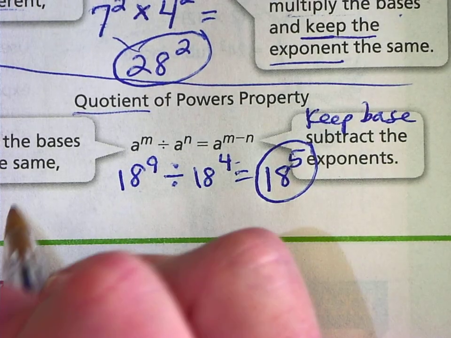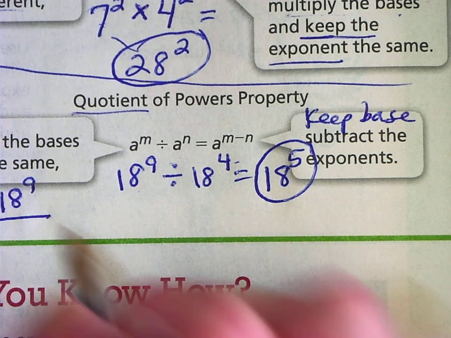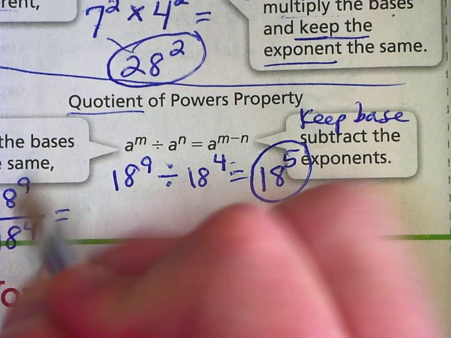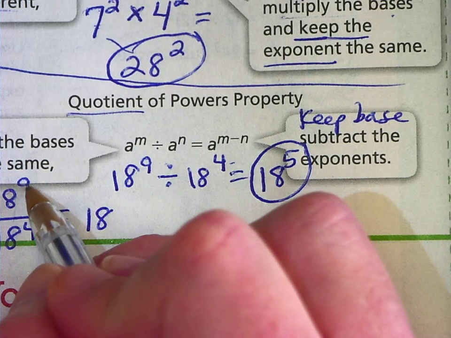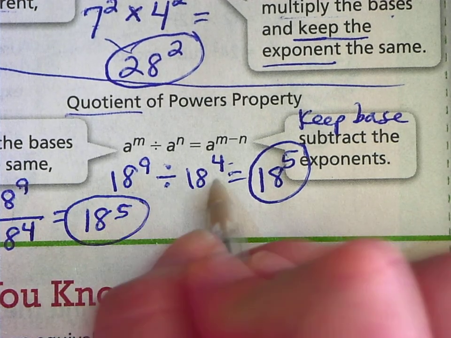Now, division also looks like a fraction. So if you had 18 to the 9th on top and then 18 to the 4th on bottom, that's division. So the bases are the same, you keep the same base and you subtract. 9 take away 4 would be 5. Okay, so it could look either way.